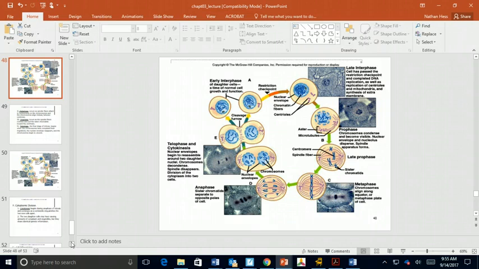What does kinesis mean? Does anyone know? Movement. Kinesiology is a study of movement, right? So basically you're saying that the cytoplasm, the liquid, is going to move. That's exactly what's happening. And it's literally just breaking the cell into two pieces, right? Splitting it apart.